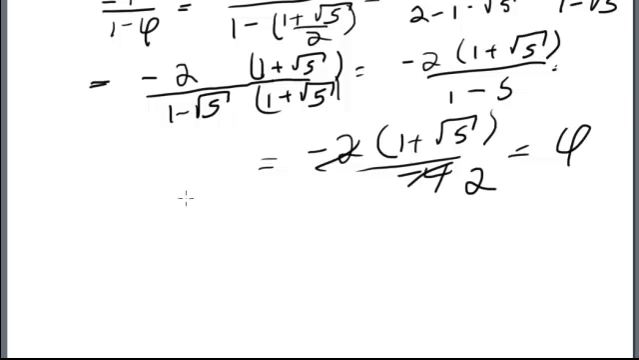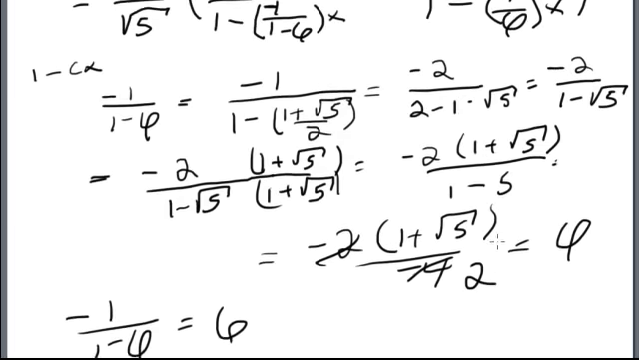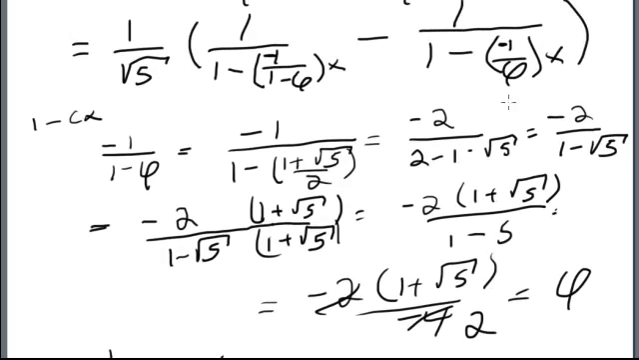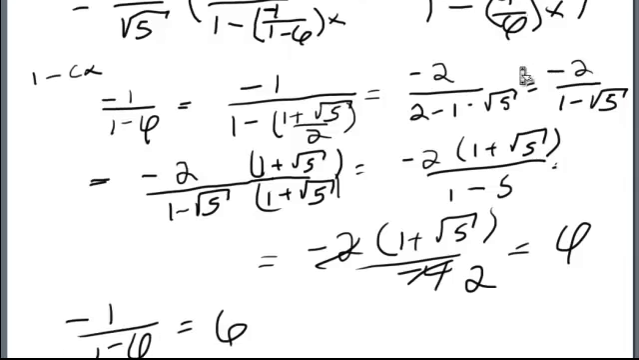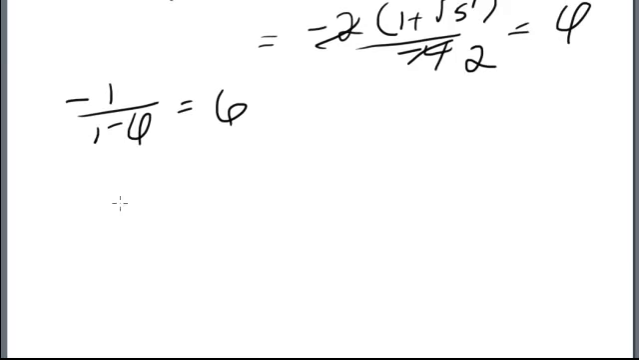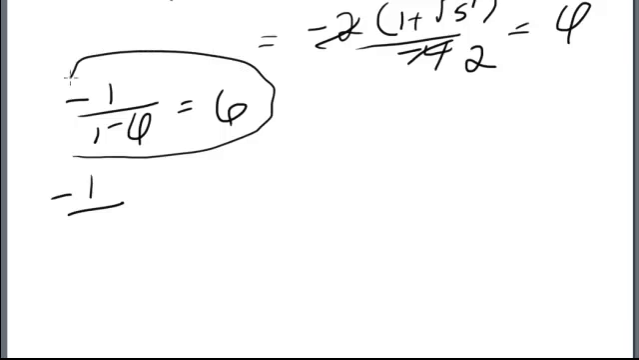So what did we prove? We proved that negative 1 over 1 minus phi is equal to phi. Now for this other term here, this negative 1 over phi. This term right here is just phi, and this term right here, we're going to see what that might turn out to be. So you got negative 1 over phi. We'll keep this. This is important.